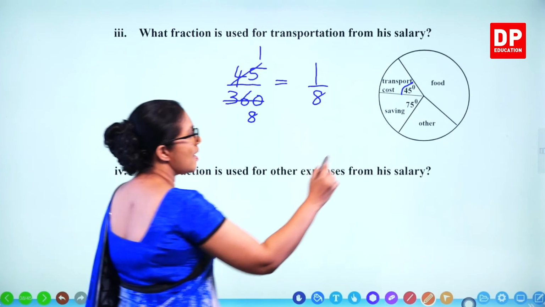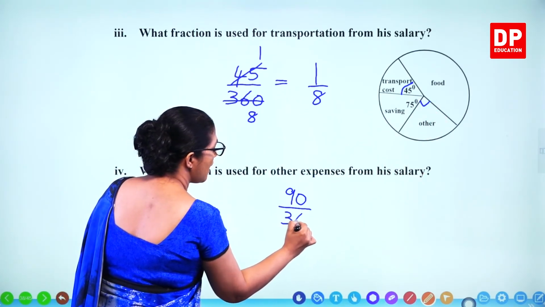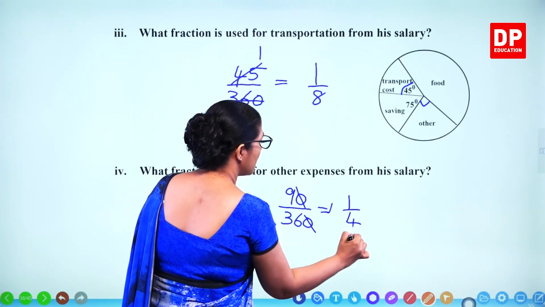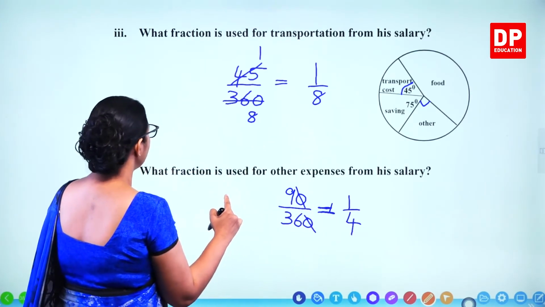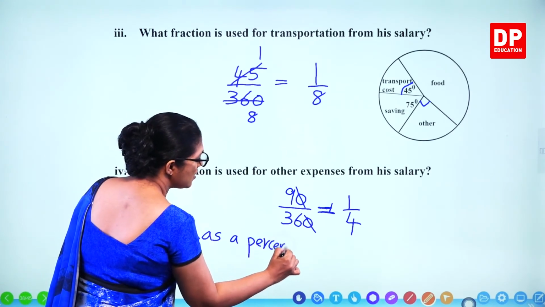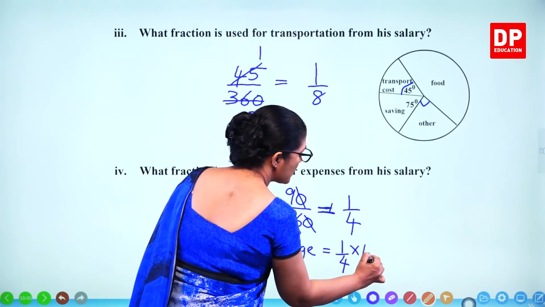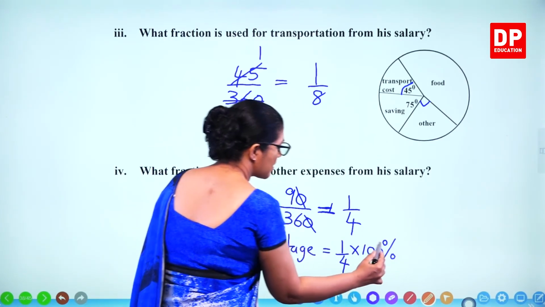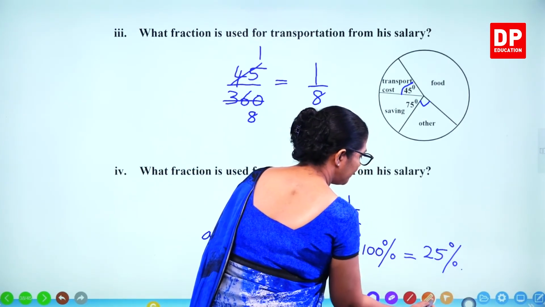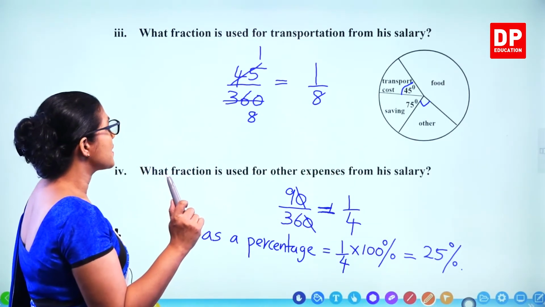We found out this is 90 degrees. 90 over 360. 1/4. As a percentage, you can write 1/4 into 100%. That's 25%. So you can write it as a fraction. I did an extra part, 25%.